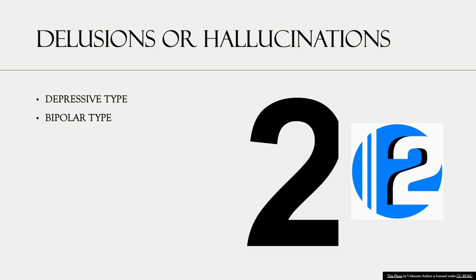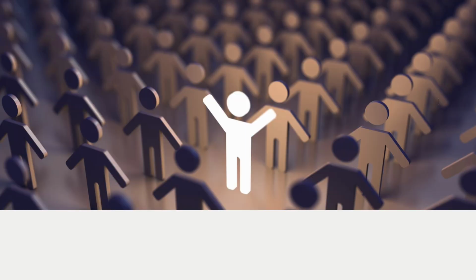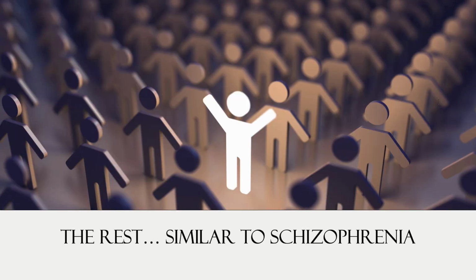There are 2 subtypes of schizoaffective disorder. The 2 subtypes are differentiated by the type of mood-related symptoms. Schizoaffective depressive type is when the prominent mood symptoms are of the depressive type only. Schizoaffective disorder bipolar type is when predominant mood symptoms are manic or mixed type. And the rest of the topics are similar to schizophrenia.